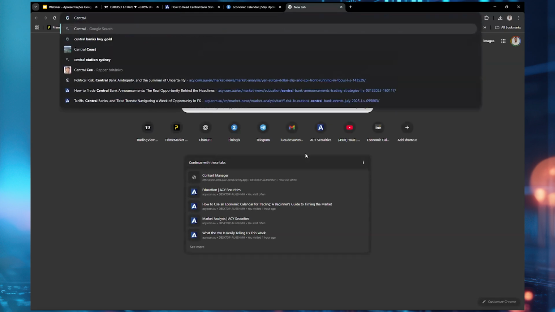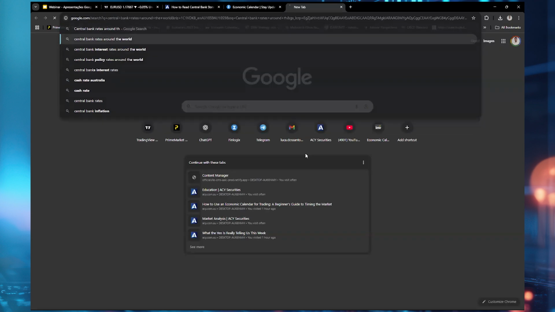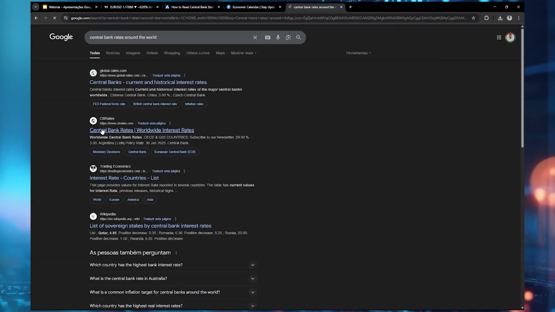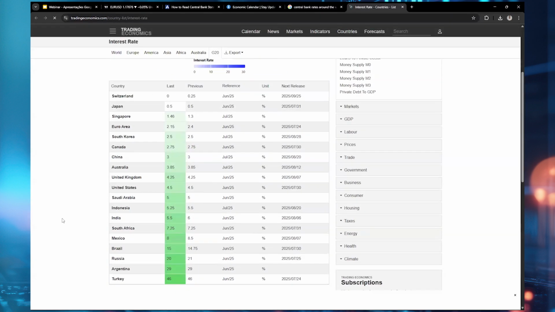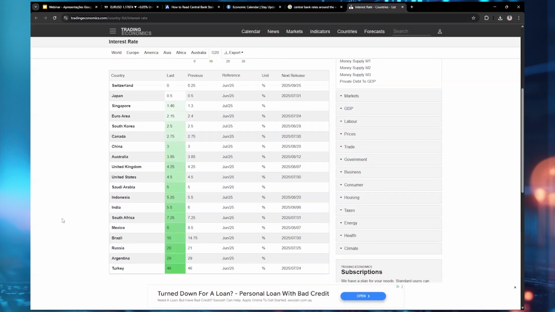Central bank rates around the world. Let's see, over here, interest rates. So the highest one is Turkey, of course. The lowest one is Switzerland, and then Japan, and then Singapore, and then Euro. We wouldn't be considering Japan, but Singapore definitely we can consider.